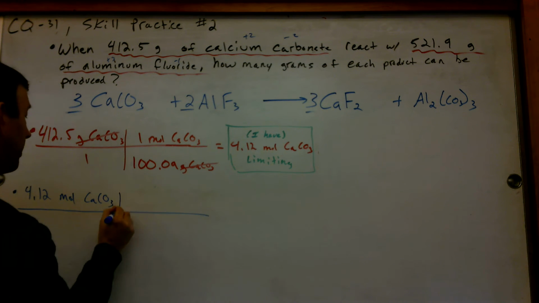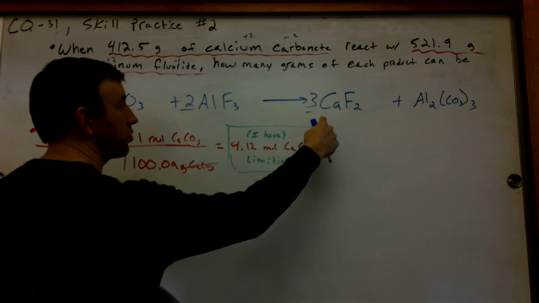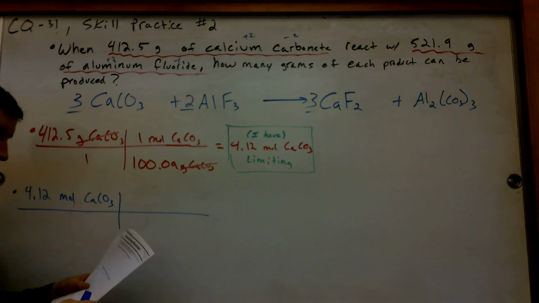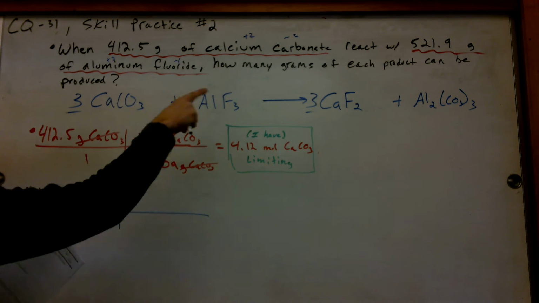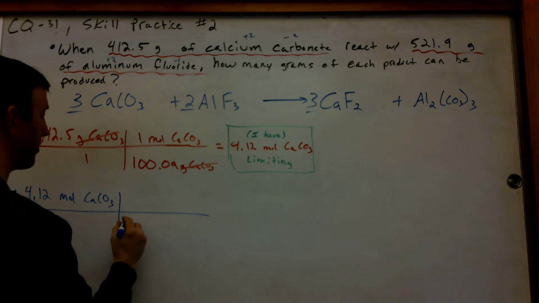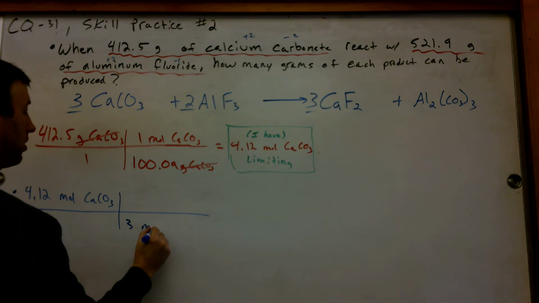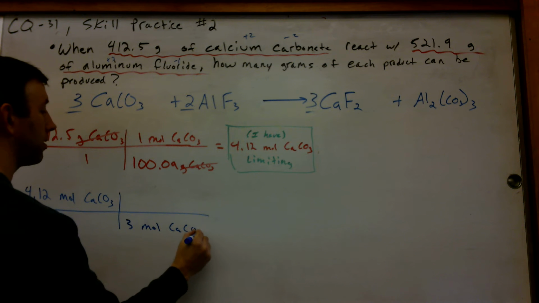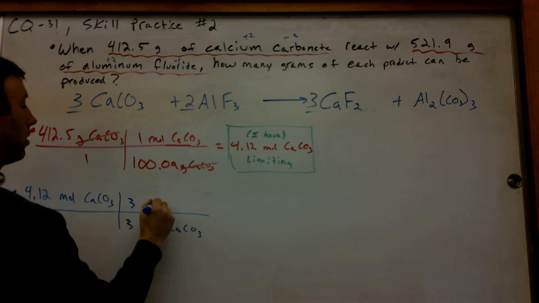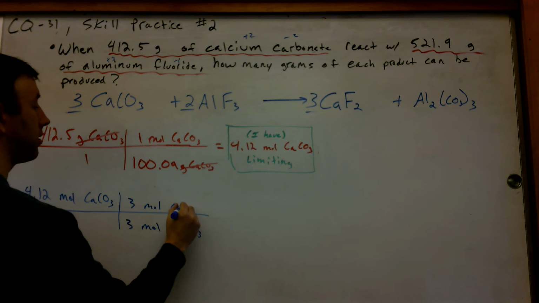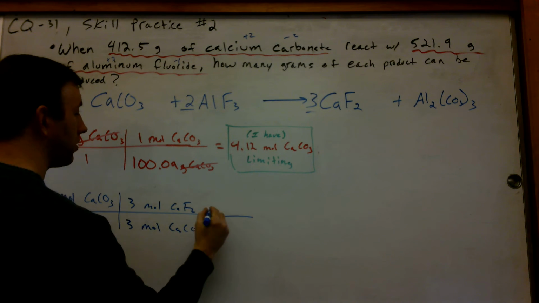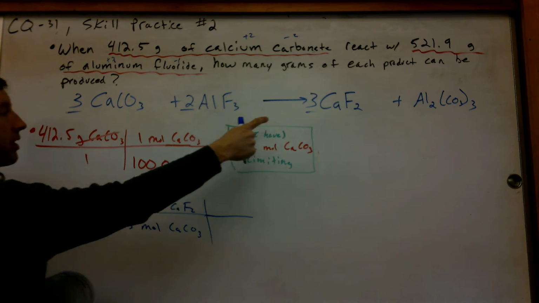All right. Now, it doesn't matter which one I do first. We'll just do calcium fluoride, so that's written first, right? So my mole ratio here is 3 to 3, which makes this easy. So 3 moles of calcium carbonate become 3 moles of calcium fluoride. All right, that's an easy step. 3 to 3 there.